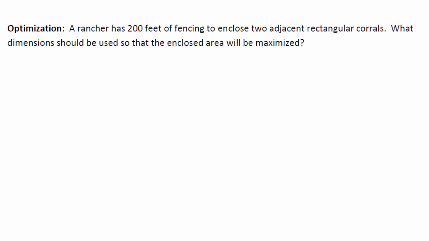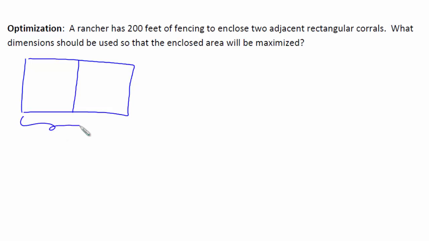So it looks like our picture could look something like this. Okay, the pens are adjacent to one another. I only need one piece of fencing to form the two pens right here in the middle. And I'm going to want to know what my dimensions are. So we can say this length is x and this length is y.